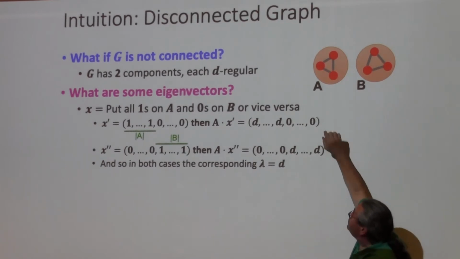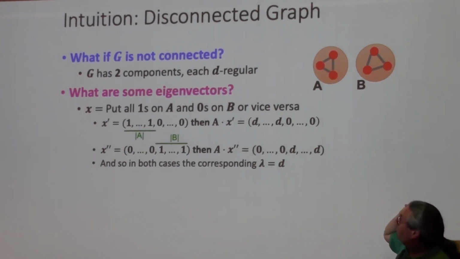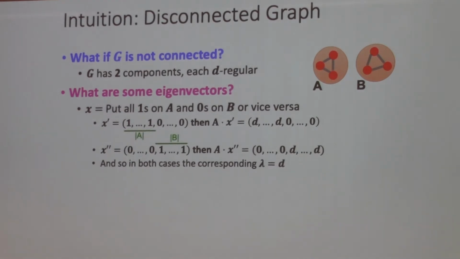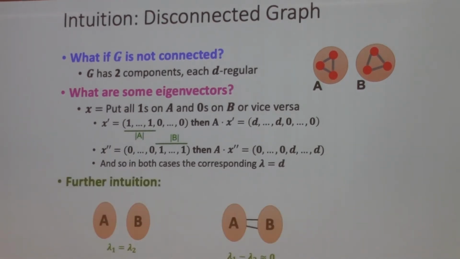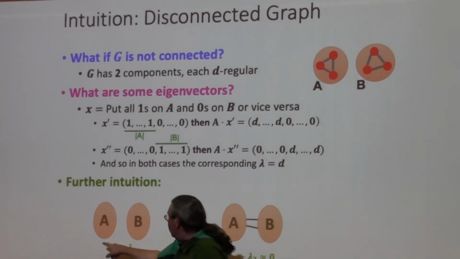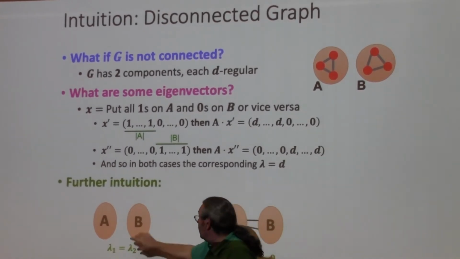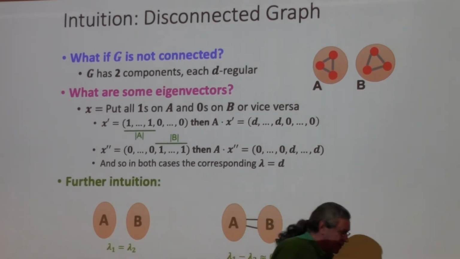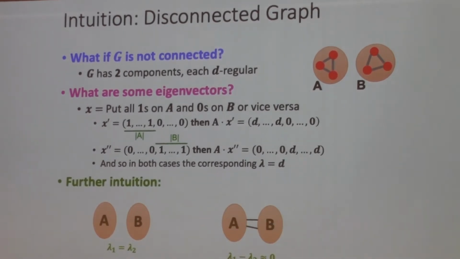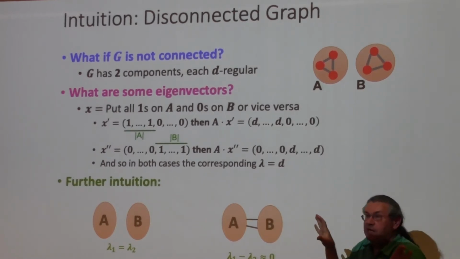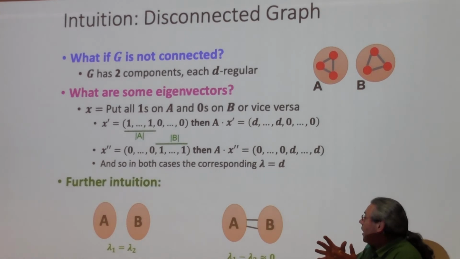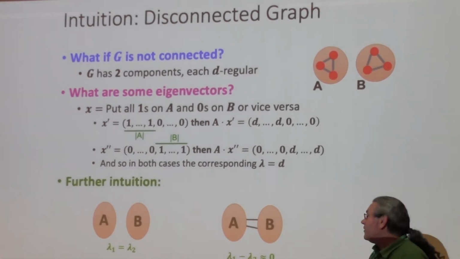Here we have D times X prime, here we have D times X double prime. So we have two different eigenvectors with the same eigenvalue. We have this, okay, lambda 1 is equal to D, lambda 2 is equal to D, and we have two components. So the Eigen Gap is 0. Okay, that's interesting, isn't it? I mean, there's this connection. You can see there's a connection between the Eigen Gap and the splitting of the graph into components.